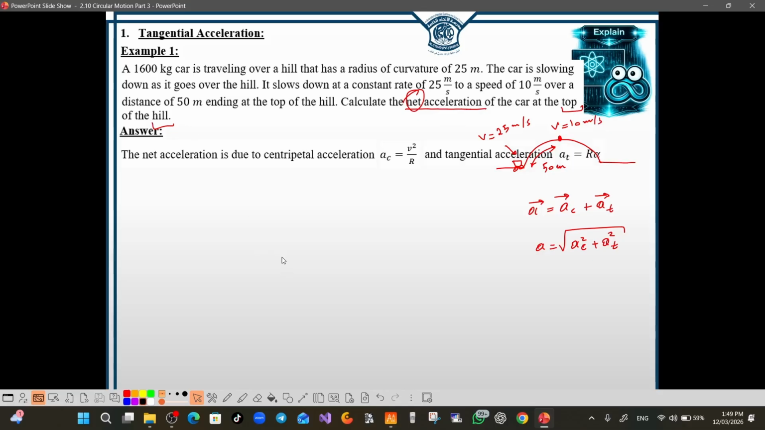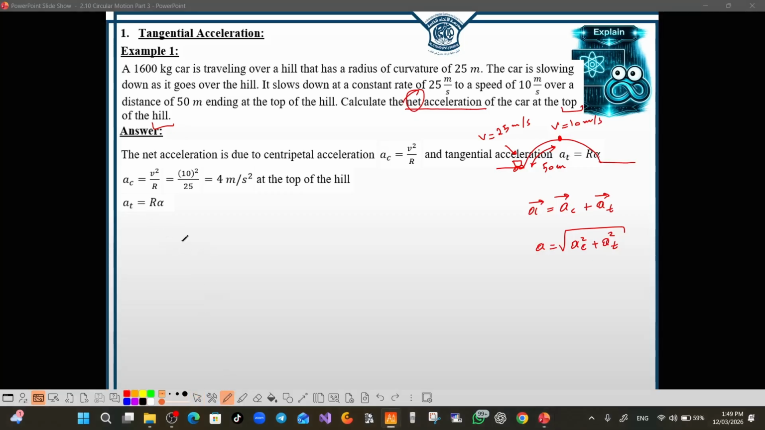Now, the tangential acceleration can be written as AT equals R times alpha. So let's start by finding the centripetal acceleration, which is equal to 10 squared over 25. 10 is the speed at this point, and this is what we are looking for. And the radius is 25. Then the centripetal acceleration at that targeted point is 4 meters per second squared. Now, for the tangential acceleration, actually, we have two different ways to find it.